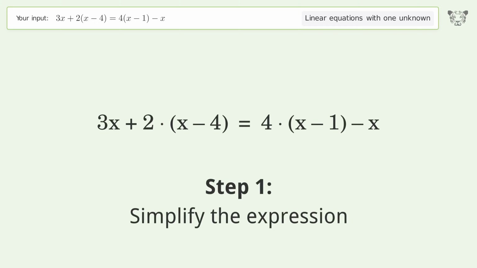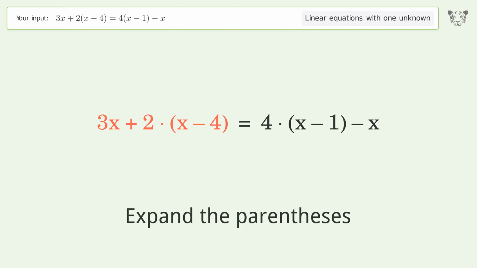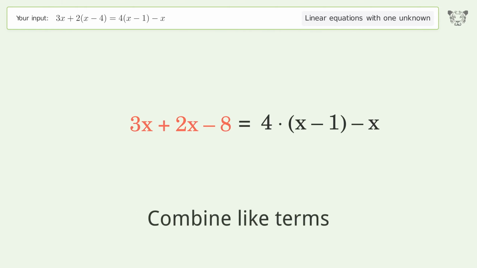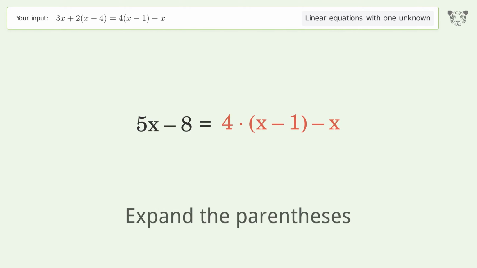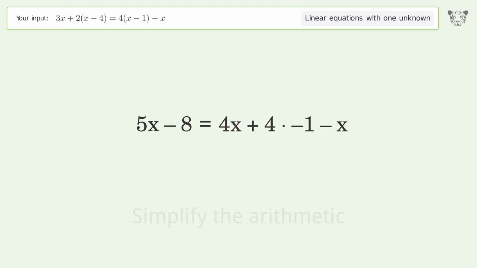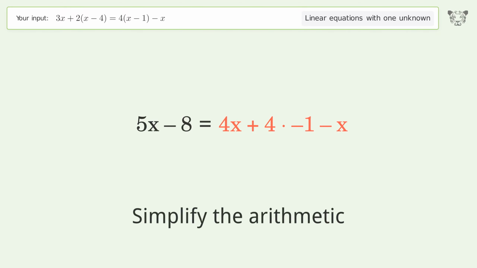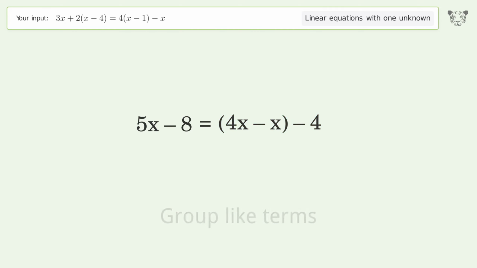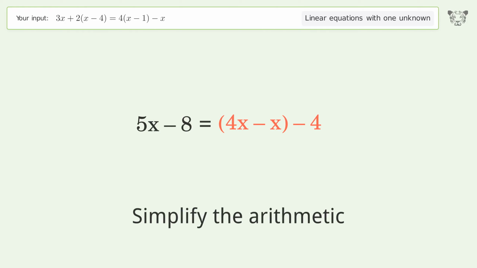Simplify the expression. Expand the parentheses. Simplify the arithmetic. Combine like terms. Expand the parentheses. Simplify the arithmetic. Group like terms. Simplify the arithmetic.